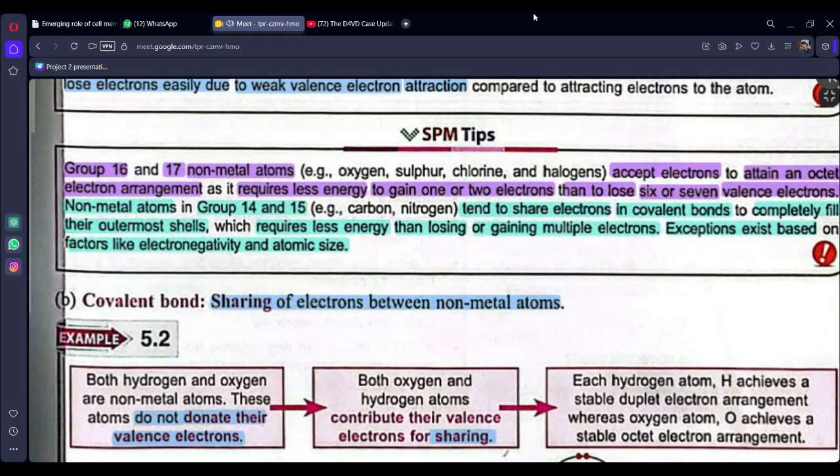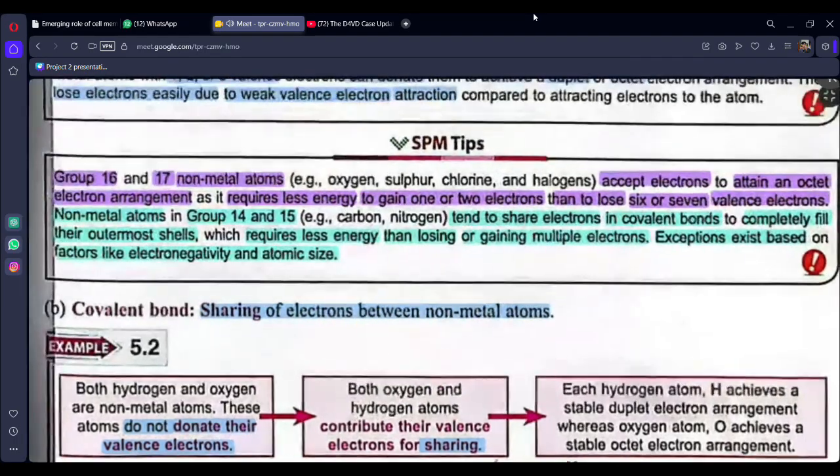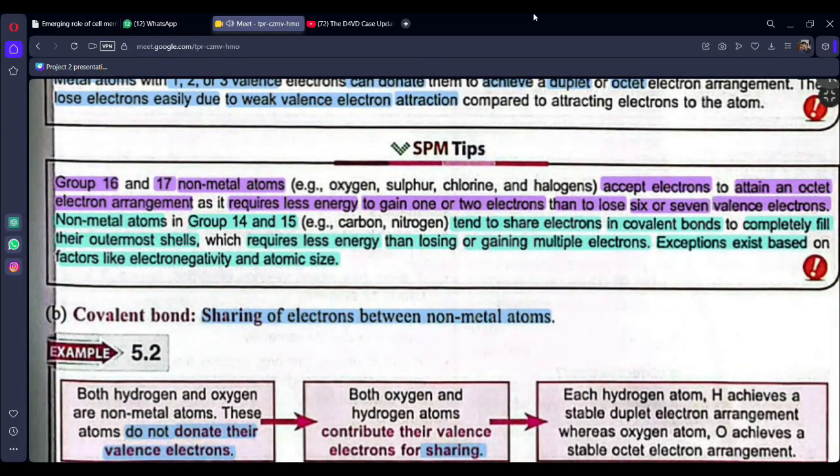Now we look at 16, 17, sometimes even 15. 15 is your nitrogen, lah. 16 is oxygen, sulfur. 17 is all the halogens, okay? These are the ones who are electronegative. They are very rich with electrons, so they will accept the electron, okay?